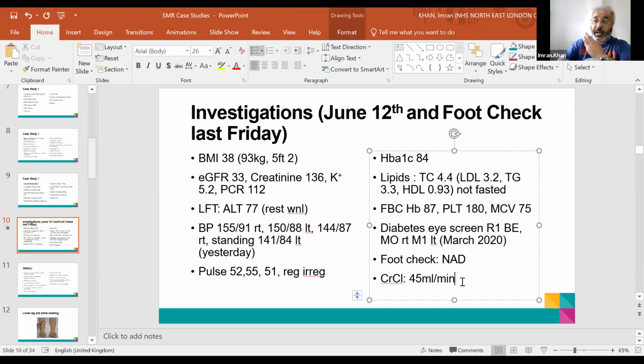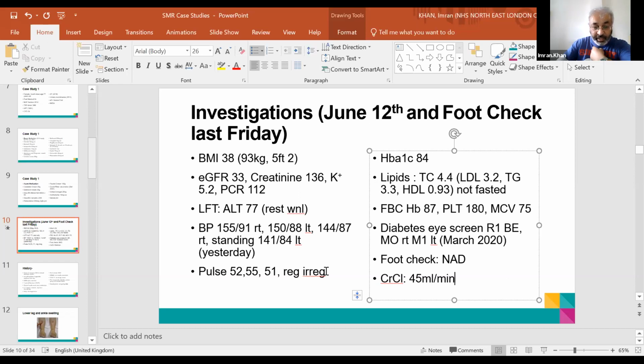Hasn't been for more than a year for her eye screen, which means she's probably DNA'd, which means she's not been going out. So we need to reorganize or get her to phone up the screening center and get a new appointment, because this R1 may be R2 by now. She may have developed maculopathy in both eyes. It's very important. She's going to end up going blind. So we need to find out whether she missed the diabetes eye screen appointment.